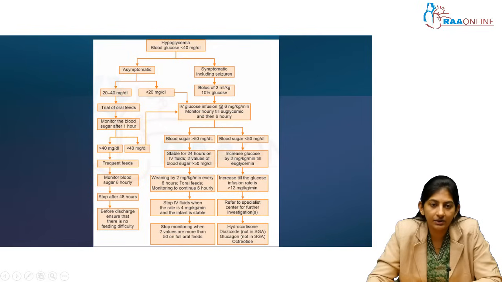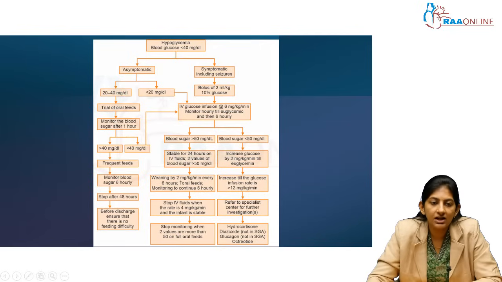If it is less than 20, here again, no, you should not wait, you have to go for IV. If it is between 20 to 40 and the baby is asymptomatic, first give an oral feed, or you can try a dextrose gel also if it is available. And if the oral feed is given, do check the blood sugar after 1 hour.